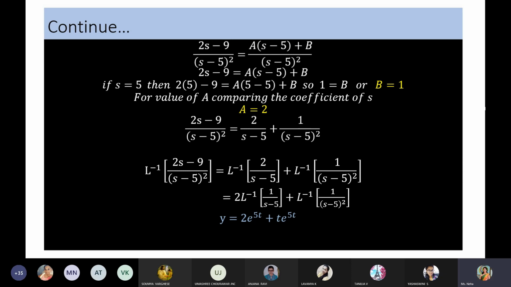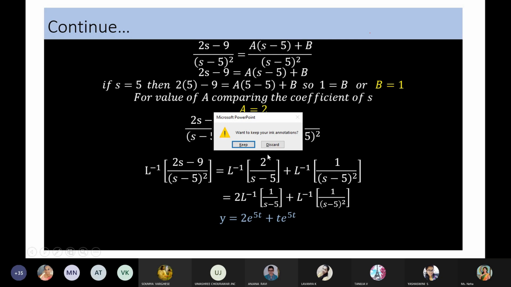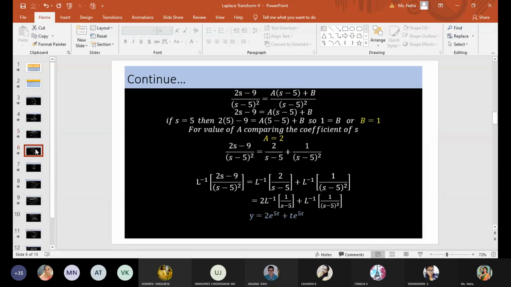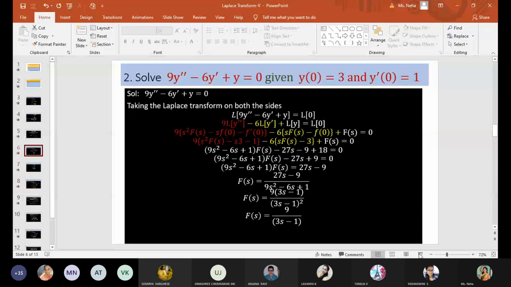Can you see the screen? I think my system got hanged. We cannot see the second problem, ma'am. Now can you see?